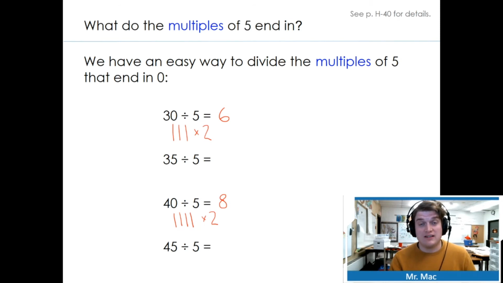Now, we don't have an easy way to divide 35 by 5, but I'm curious if you notice a pattern. Find the answers and then tell me what the pattern is. The pattern actually is 35 divided by 5 is 7. 45 divided by 5 is 9. Look, the pattern is 6, 7, 8, 9. As we go up by groups of 5, our quotient goes up by 1.